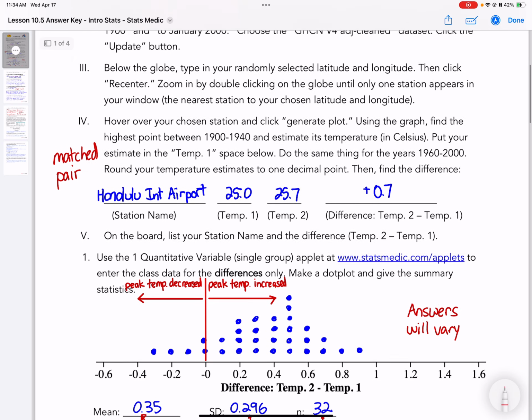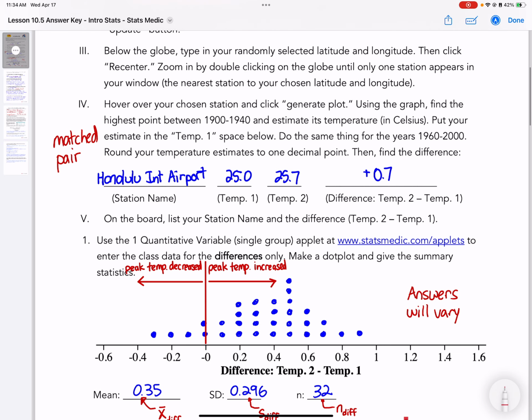Then I had everybody do the same thing, and they each had their own unique place. You might have had Moscow or Los Angeles or any place on the Earth, and you did the same thing that I did, and we graphed it. You can see my 0.7 is right here. This is my data right there, because that's 0.7. I had other students do the same thing, and I had 32 total students participate in this activity.